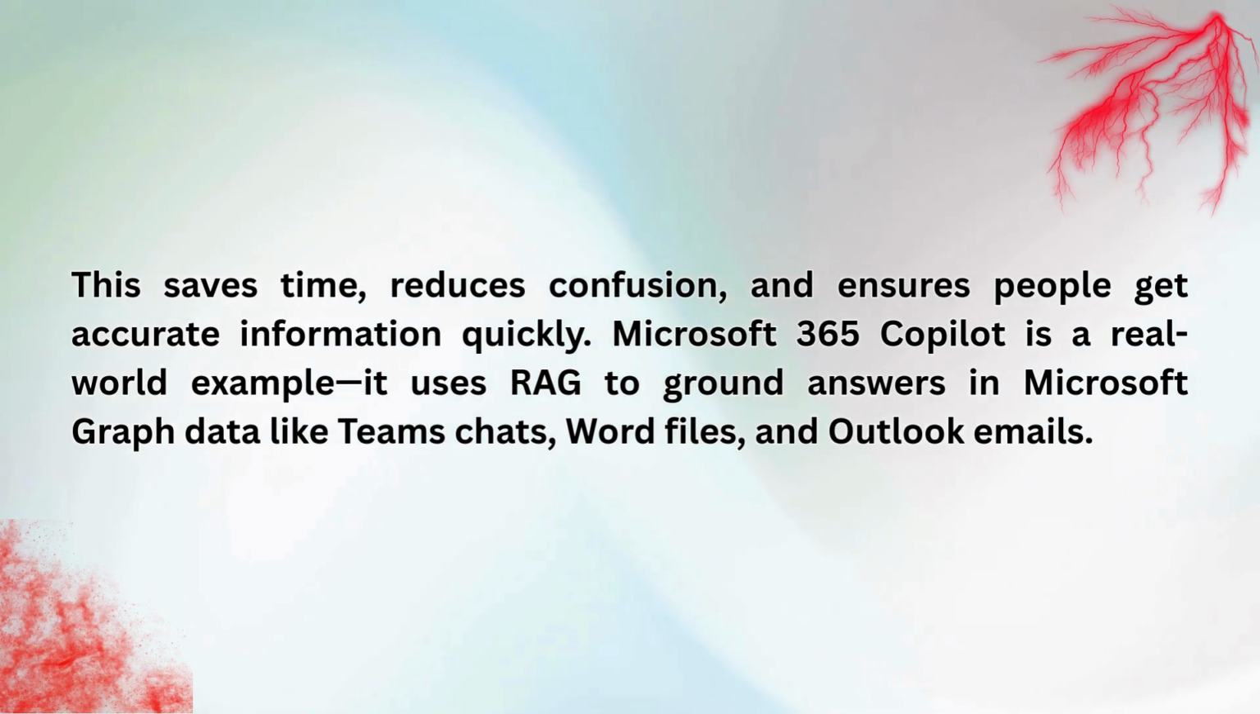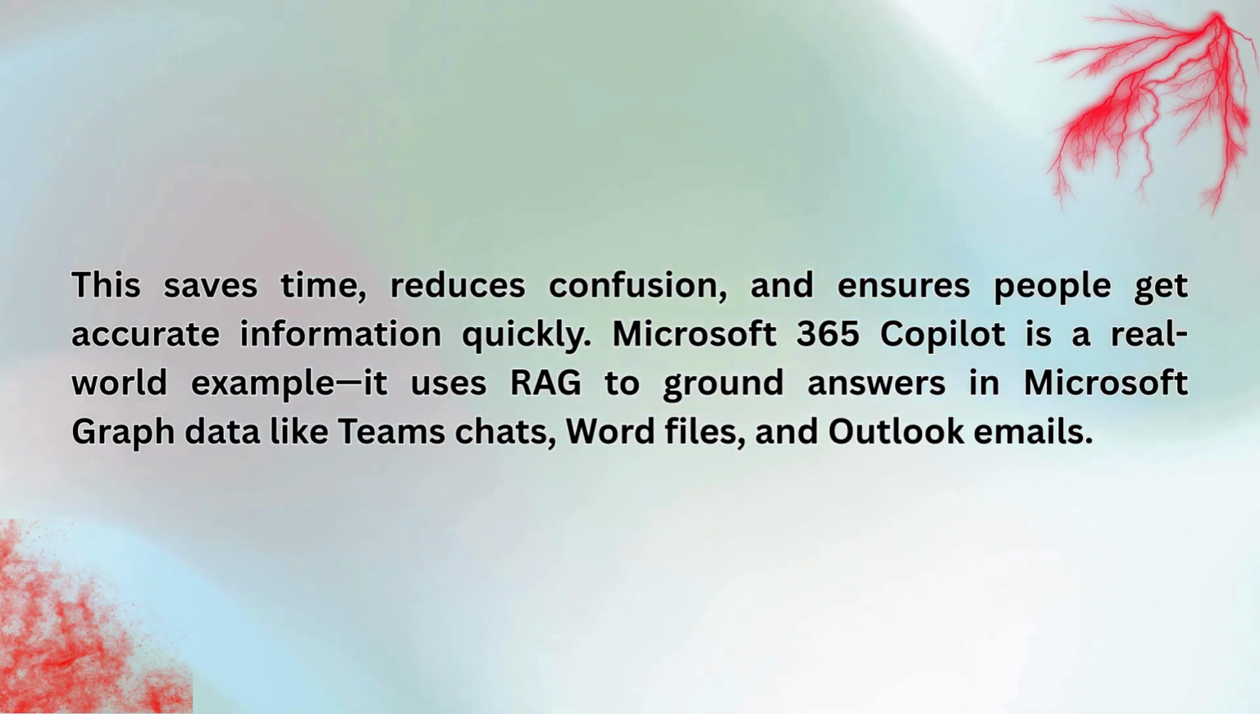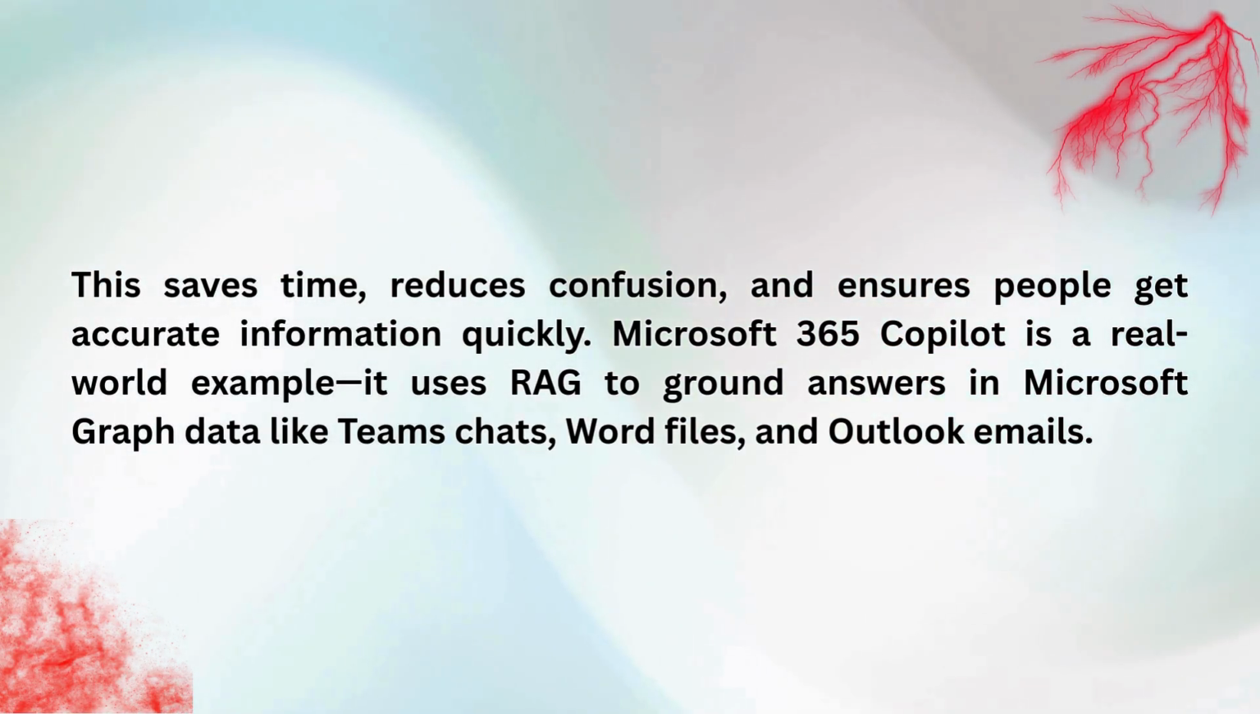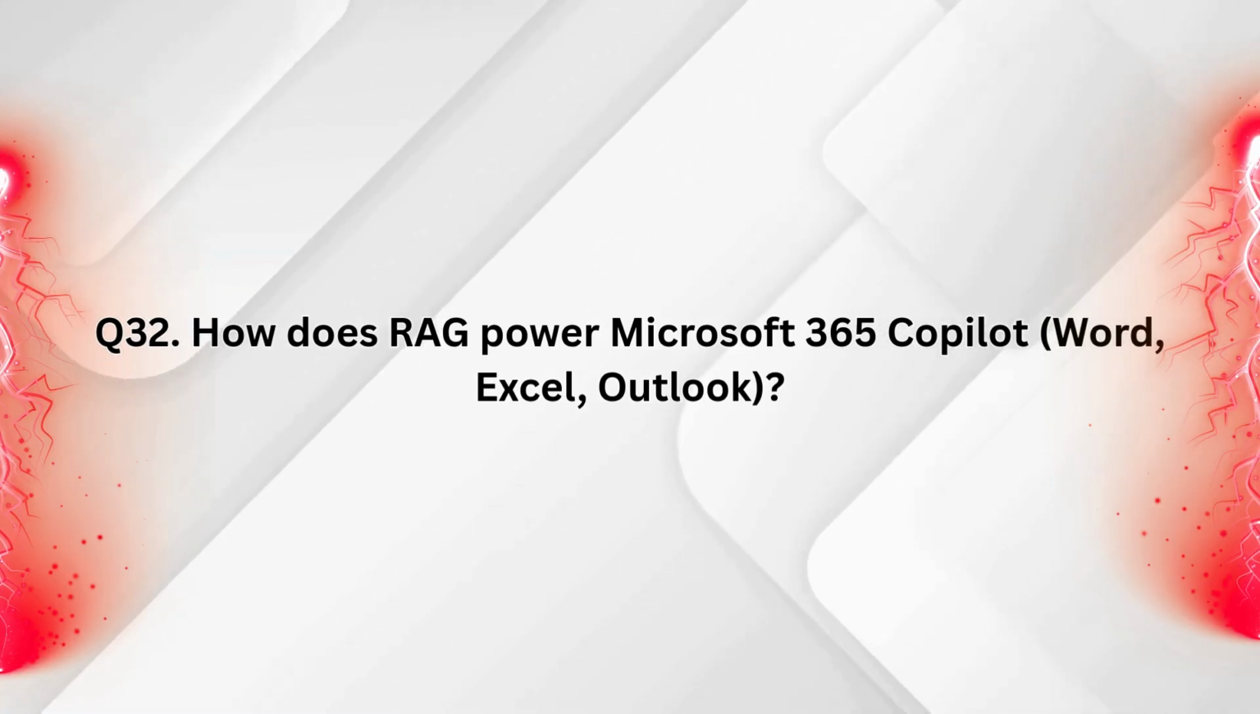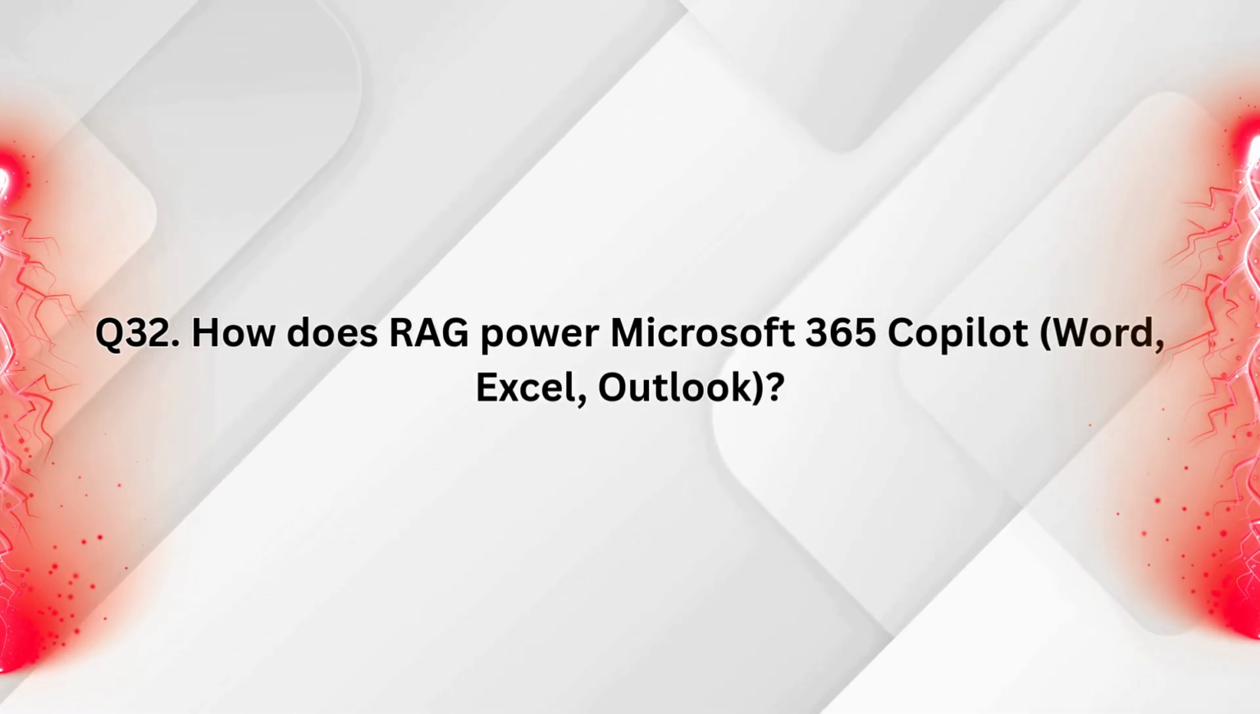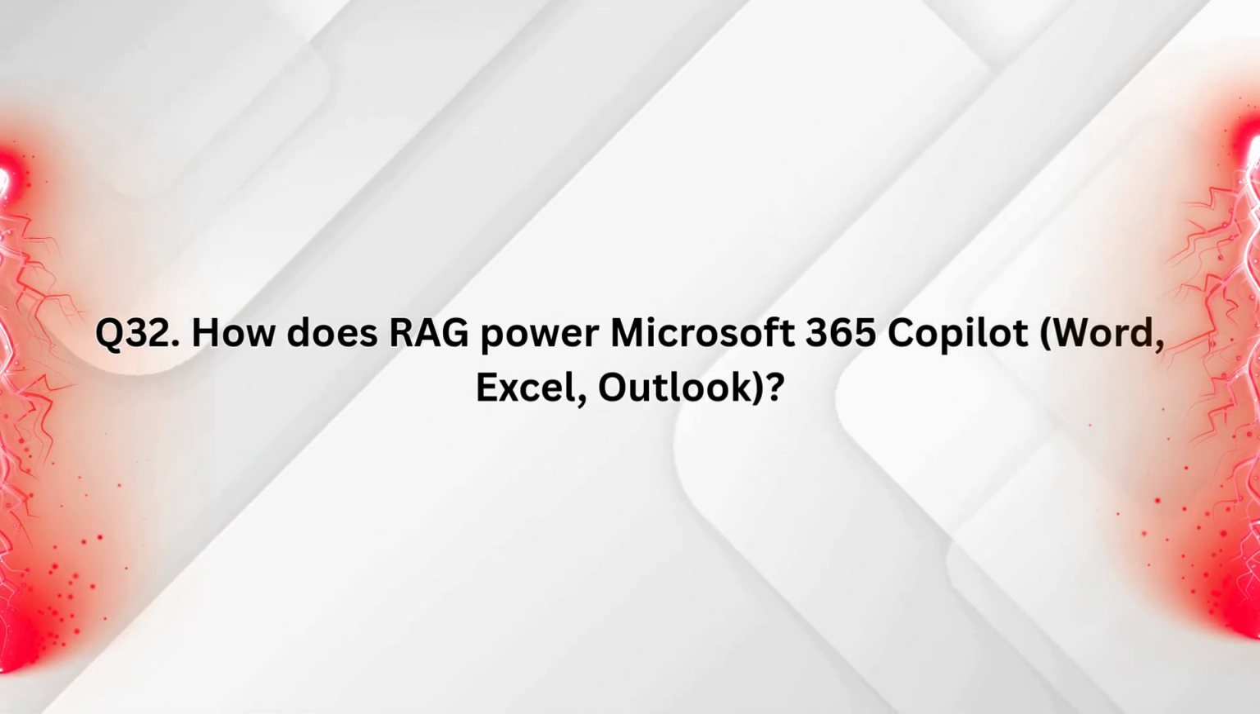This saves time, reduces confusion, and ensures people get accurate information quickly. Microsoft 365 Copilot is a real-world example. It uses RAG to ground answers in Microsoft Graph data like Teams chats, Word files, and Outlook emails.